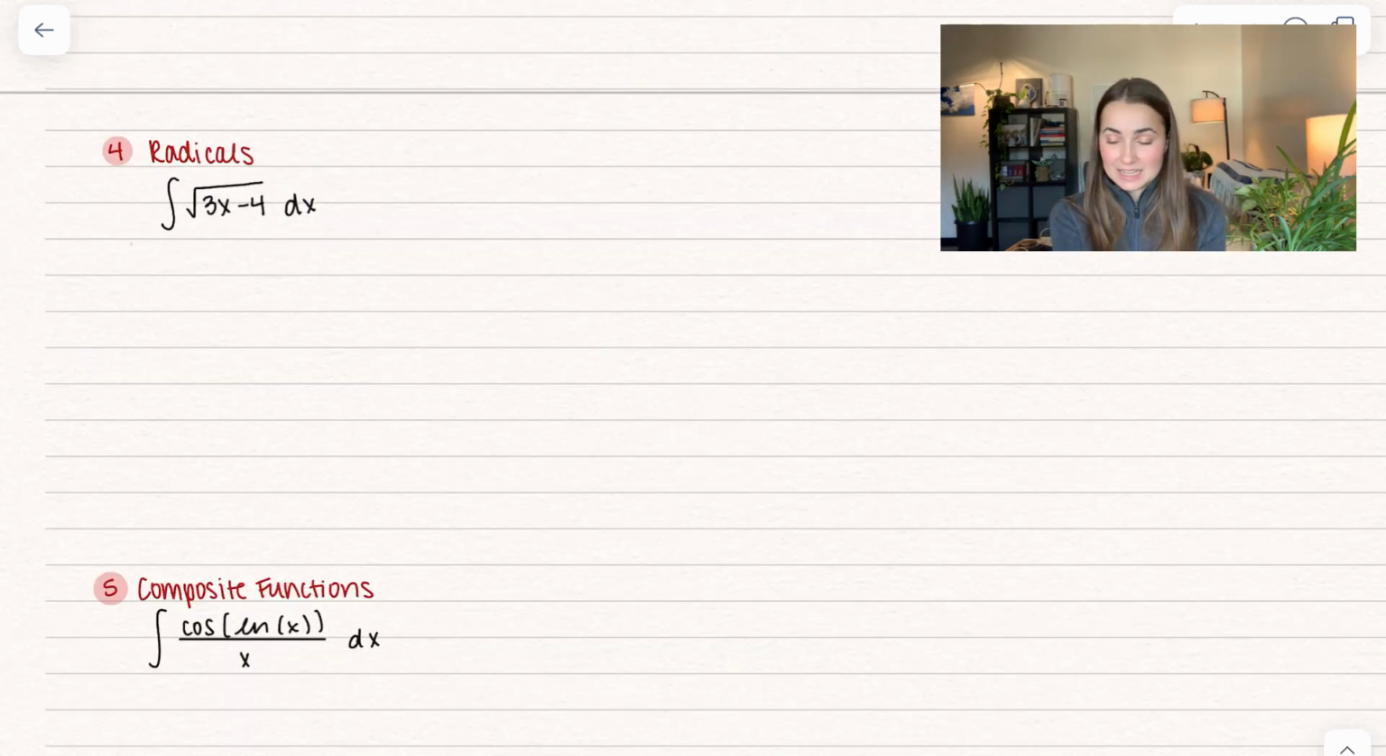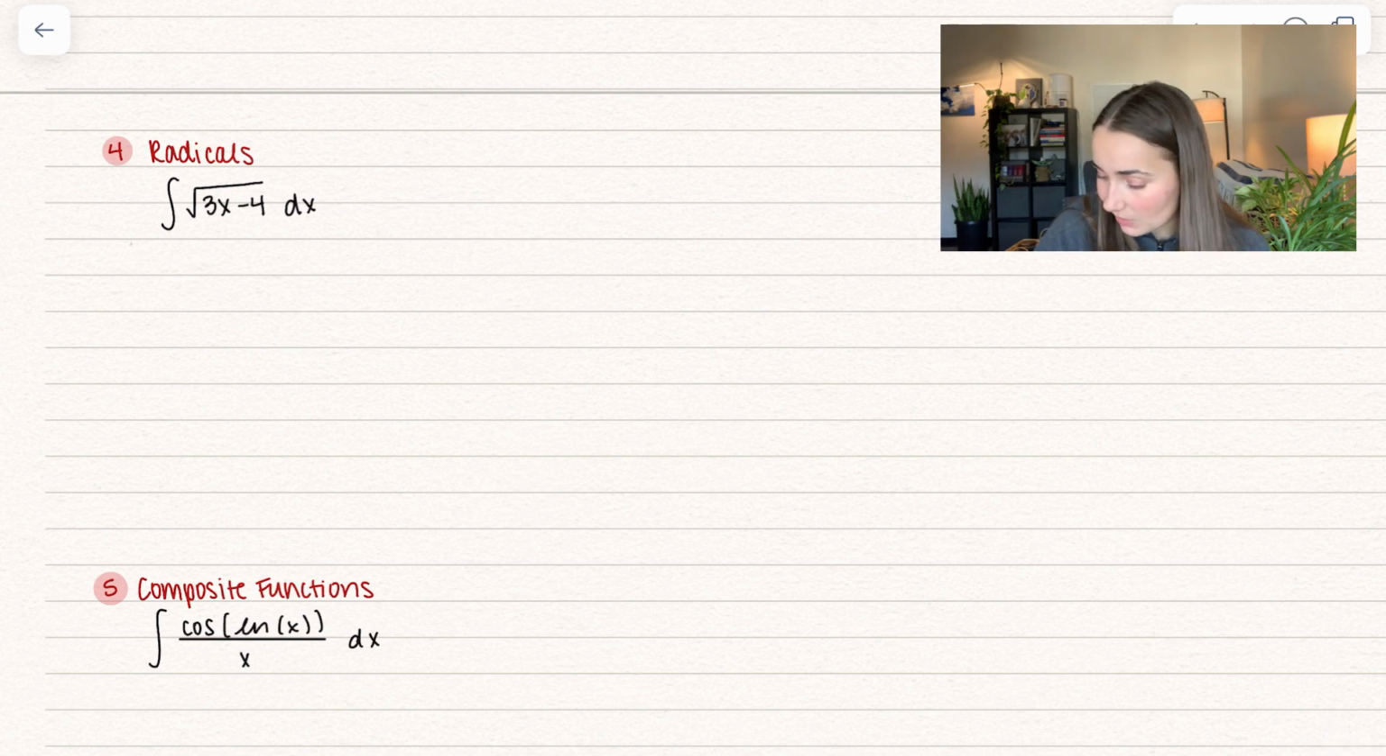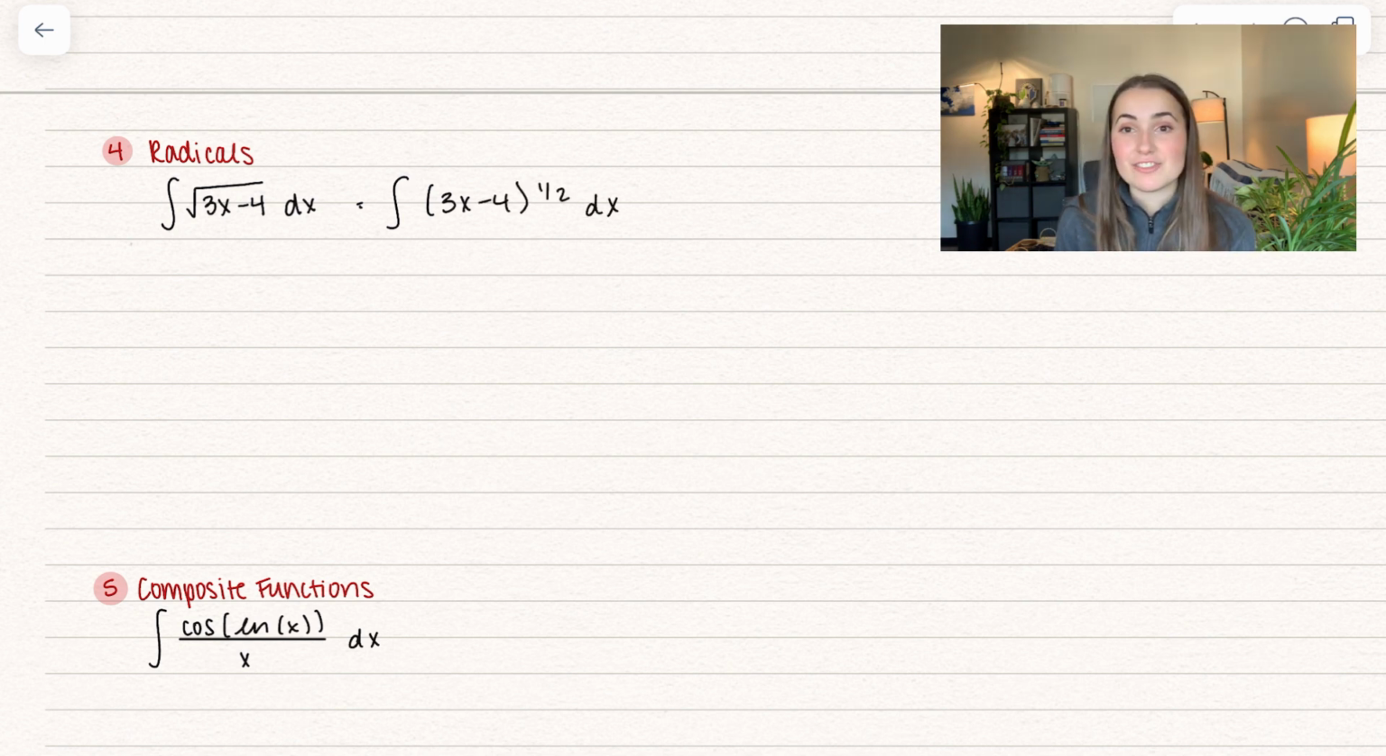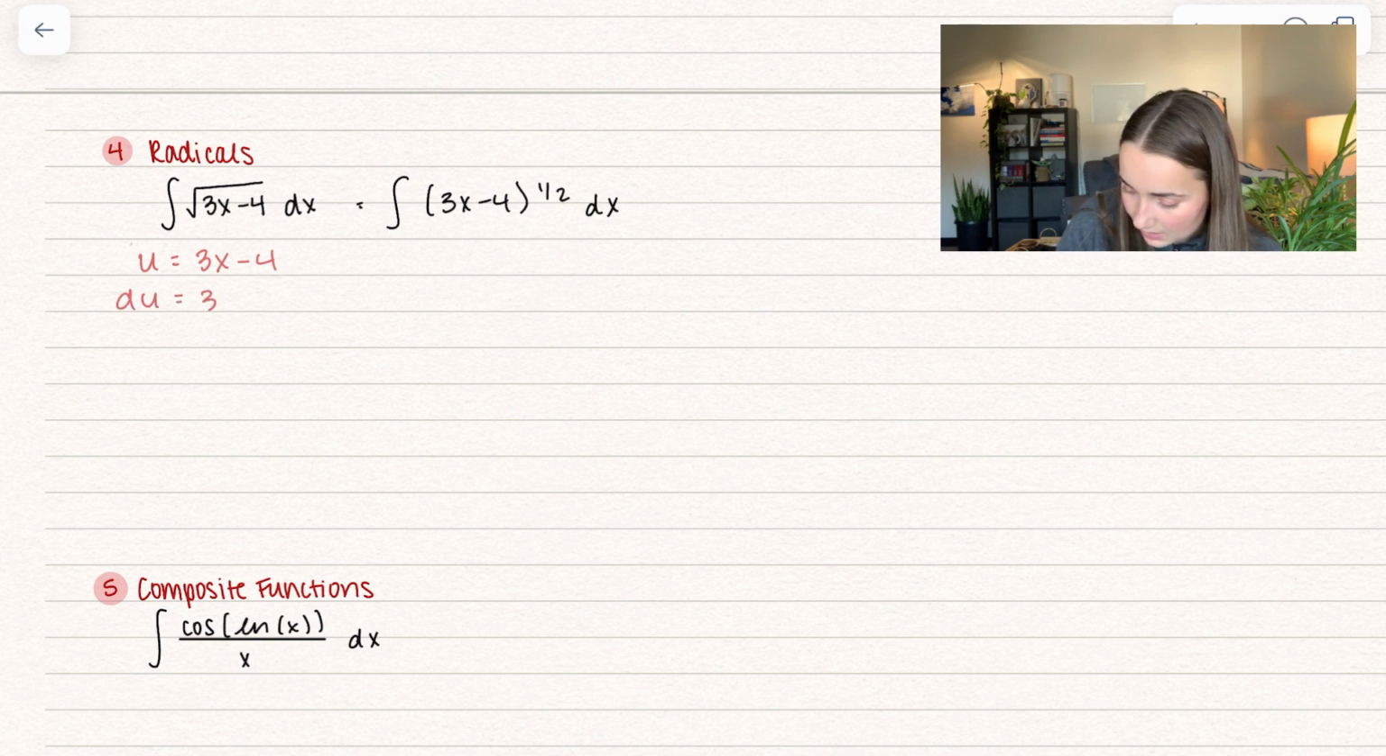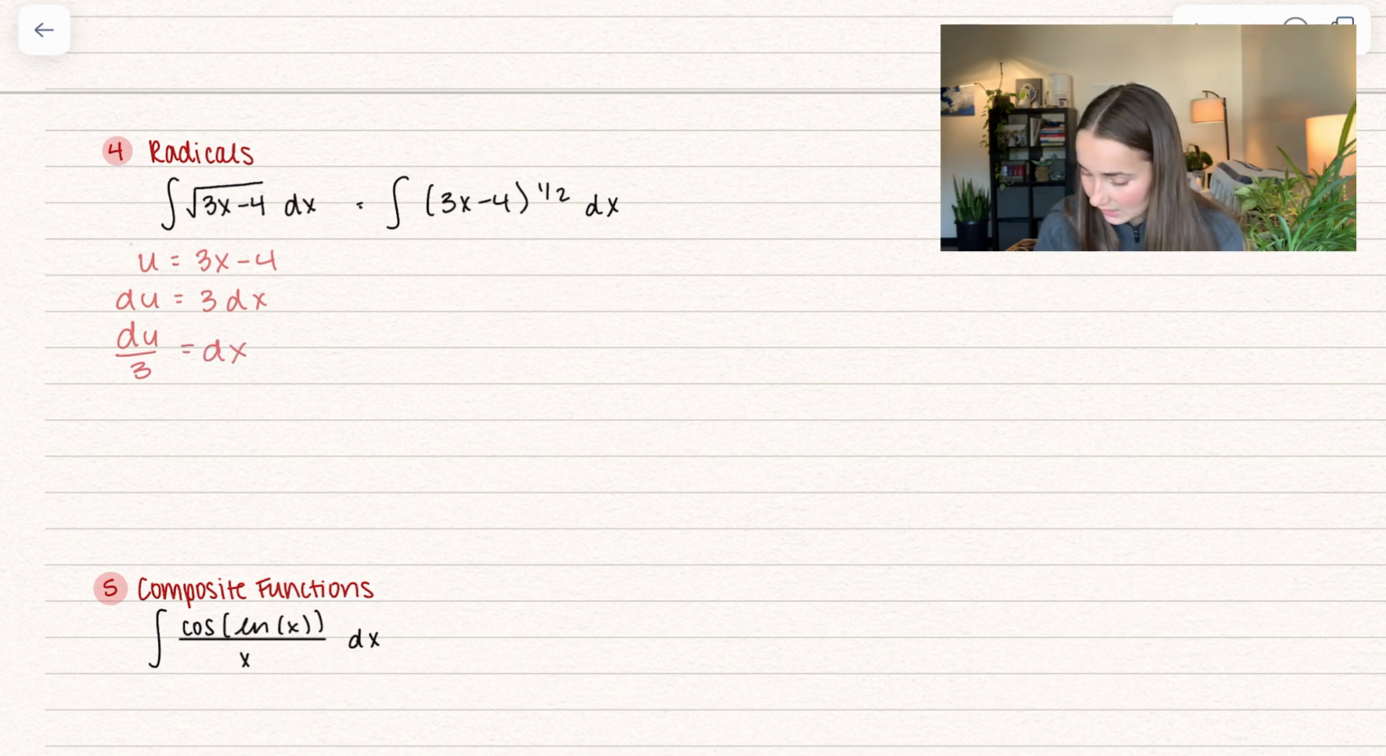Another common example I see are radicals. So like we know, we can rewrite radicals, and this becomes (3x minus 4) to the power of 1/2 in terms of x. So my suggestion is that we set u equal to whatever is inside the radical, so 3x minus 4. So du is equal to 3 dx, and I'll divide that 3 over, so du divided by 3 equals dx. So let's go ahead and replace these.